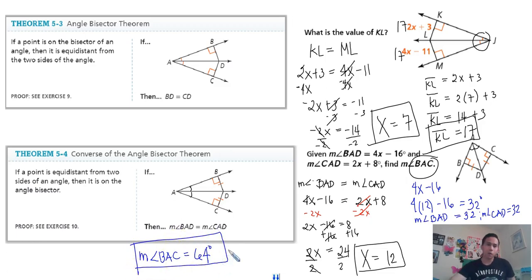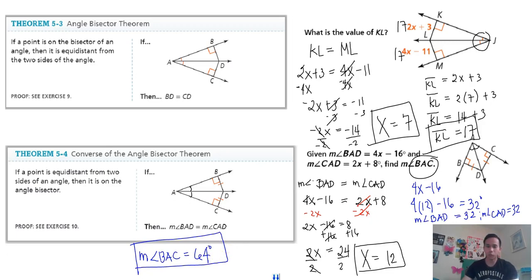So again, if it is an angle bisector, meaning they are dividing the angle into two equal parts, and there are some cases that are supported by this theorem.